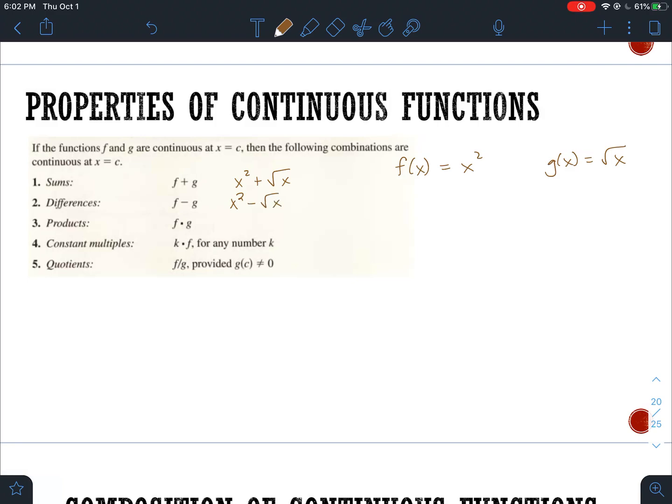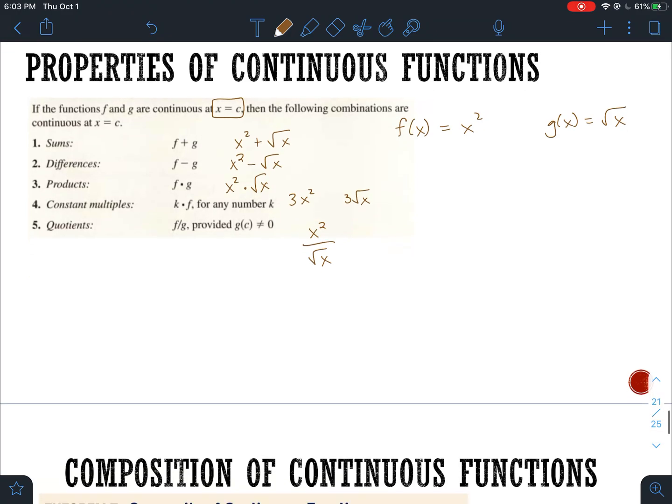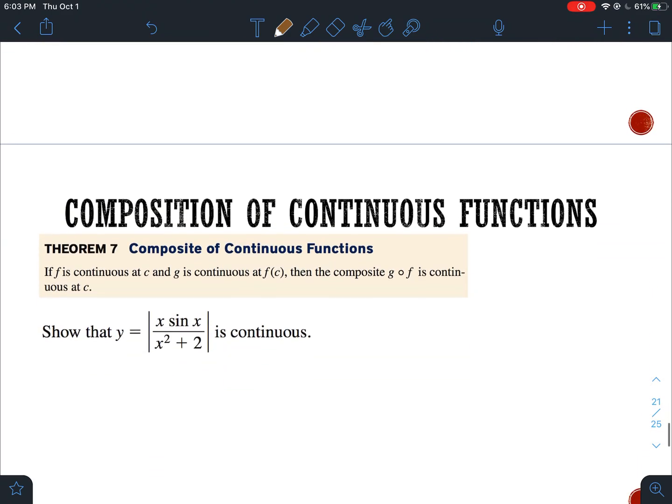Or if you take their difference, x squared minus the square root of x, those functions would also be continuous at that point, x equals c. If you multiplied them, x squared times the square root of x, that function would also be continuous. And if you multiplied either one by a constant, those functions would be continuous. And then also their quotient would be continuous as long as the denominator is not equal to 0 at the given value of x. So those are just some properties of continuous functions.